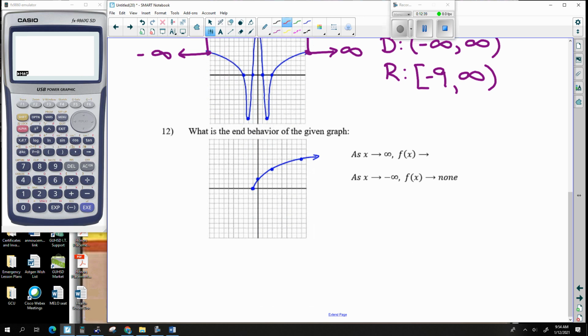Okay, end behavior. This is going up, and then this just stops. So none right there. All right, so when it goes to +infinity, what's happening on the right-hand side? As x goes to −infinity, that is asking what is happening on the left-hand side. On the right-hand side, I see that this is going up. That means it's going to +infinity. On the left-hand side, I see that it abruptly stops, so none. There is no end behavior there.